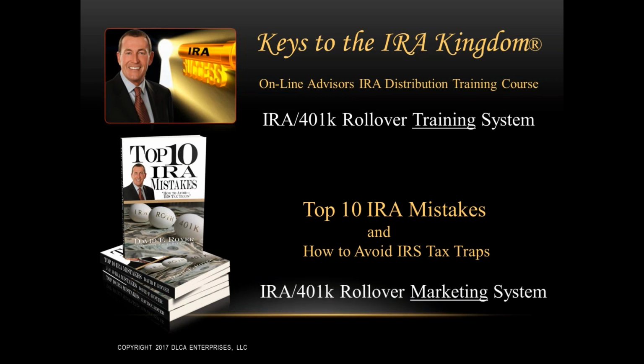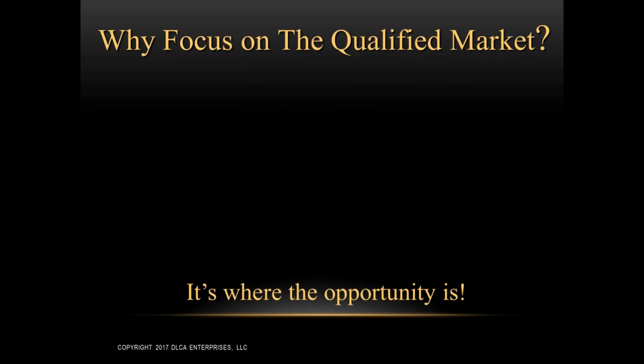The book, Top 10 IRA Mistakes, is an IRA 401k rollover marketing system. This book is written and designed to disturb your clients, make them aware of the mistakes that they're making with their qualified plans. It's going to show them that they're very expensive and, for the most part, irreversible. But the main purpose of the book, Top 10 IRA Mistakes, is to drive that client back to you to get a second opinion. So why would you want to focus your practice in the qualified market?